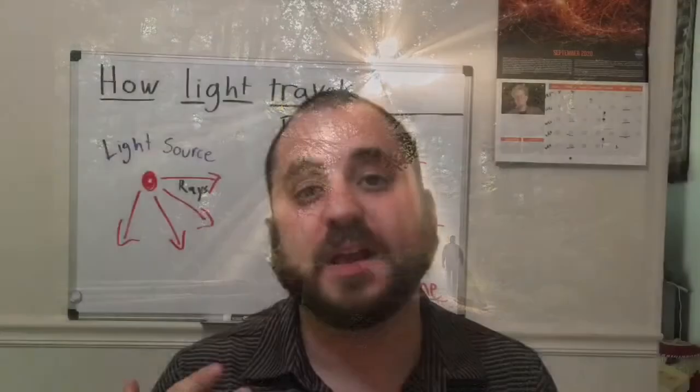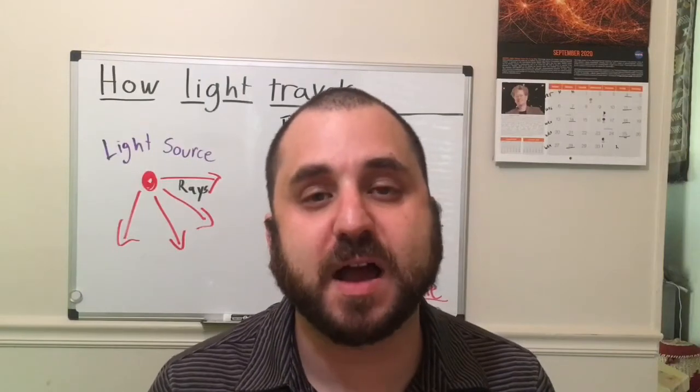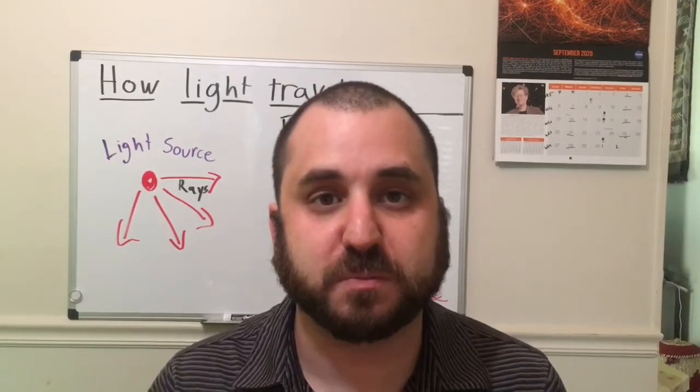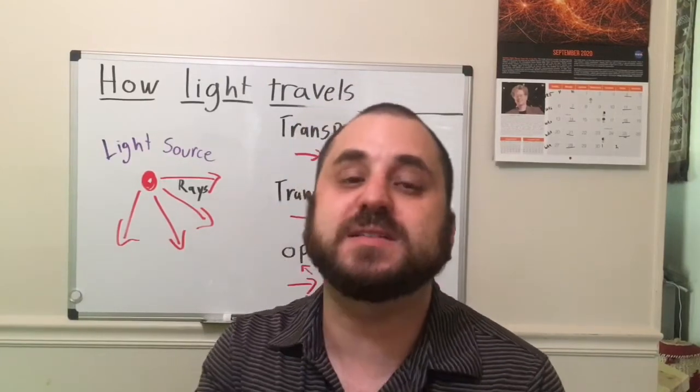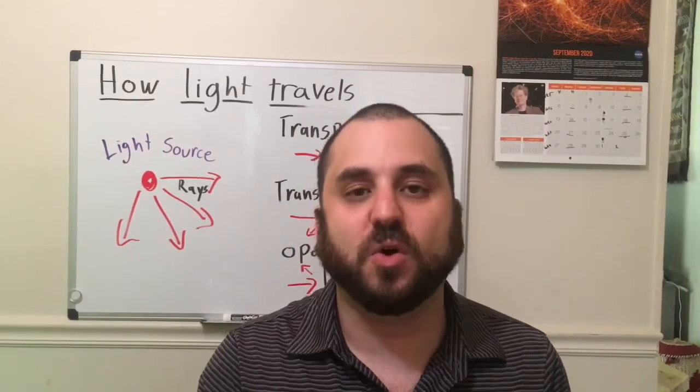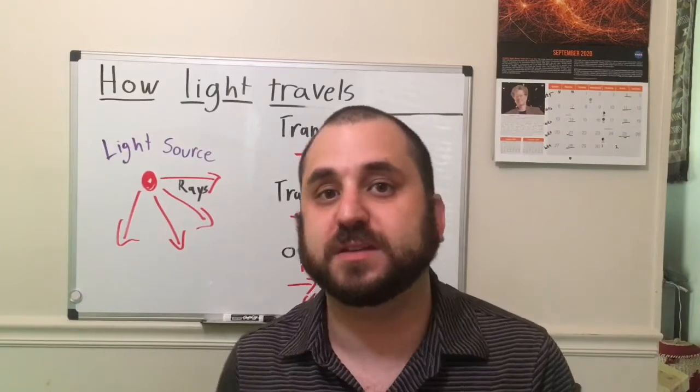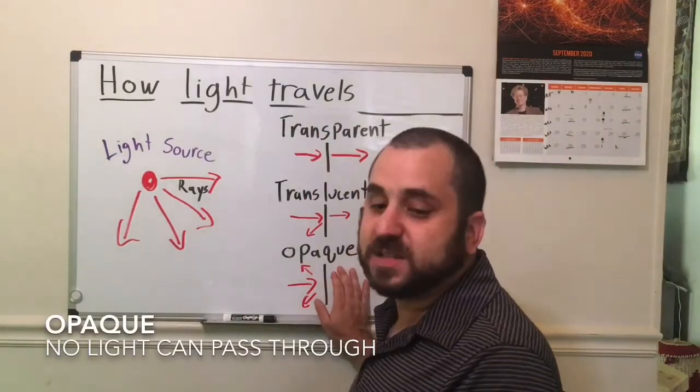A ray of light hits other things before it hits my eyes. Those things can have very different behaviors. And what we can call those is the three main ways that light will interact or behave with different things. So first we have things that are opaque.